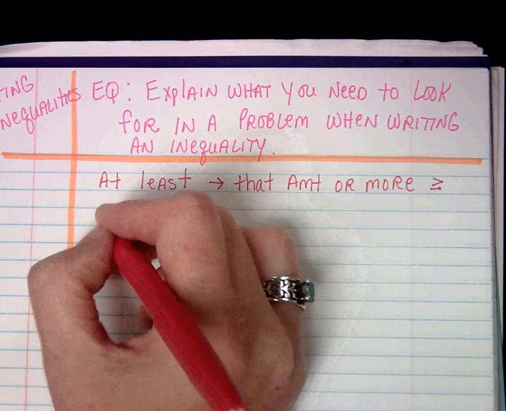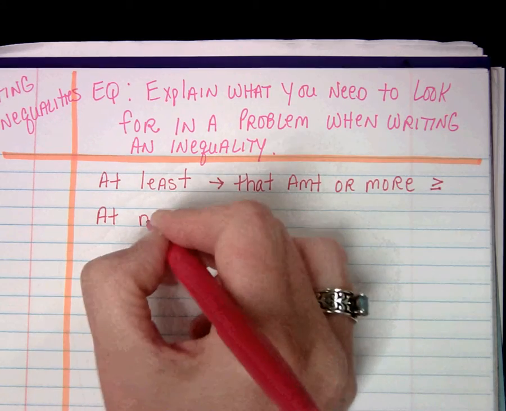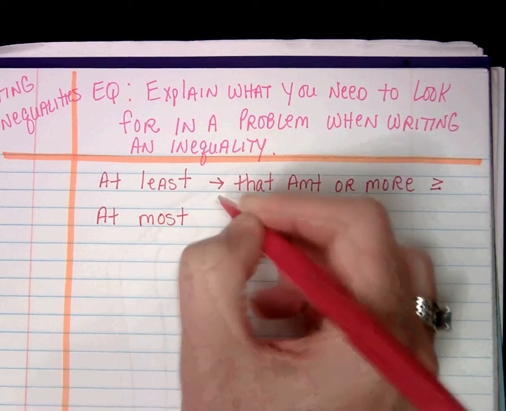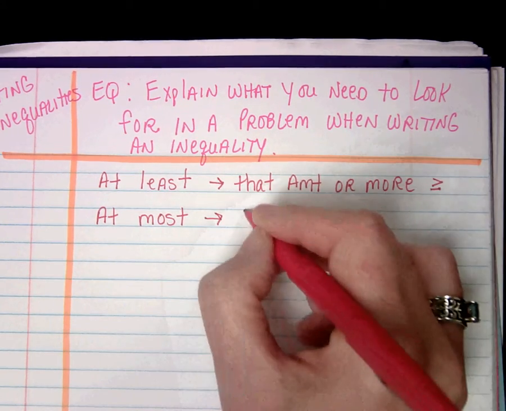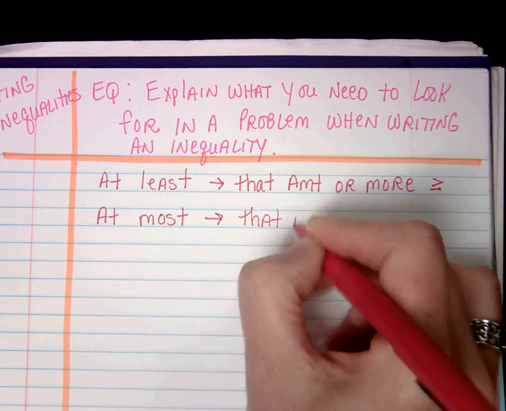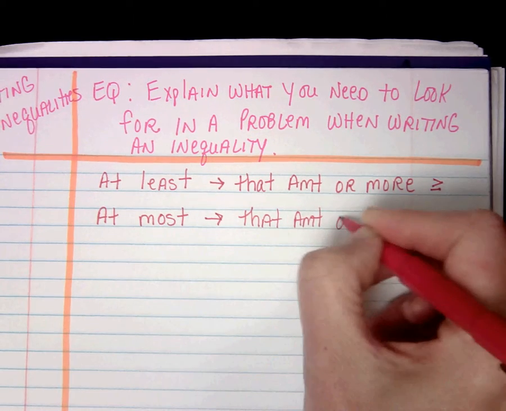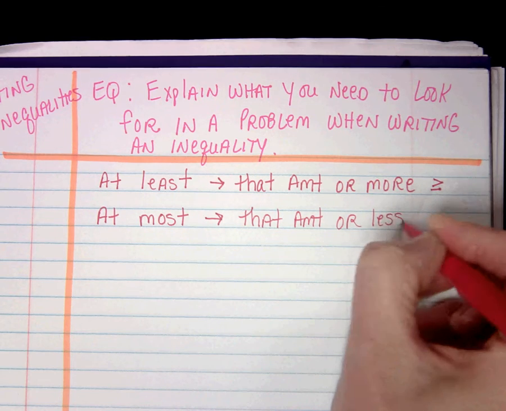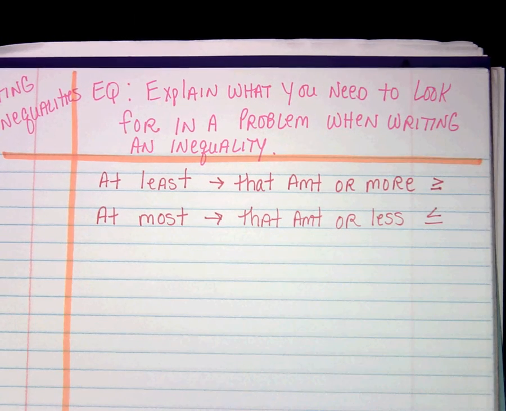We also have the words at most. At most means that amount or less. So that's less than or equal to. She's at most 12 years old. She's 12 years old or younger, so it's less than or equal to.